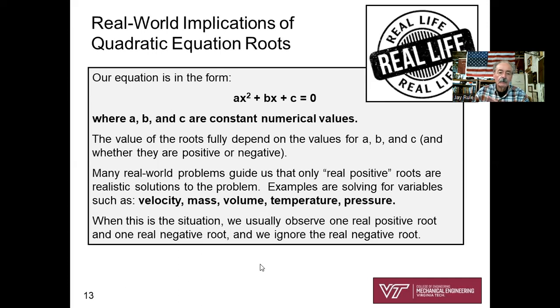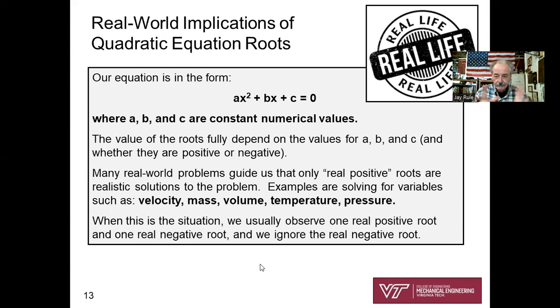Now, there are some real-world implications of the real roots for quadratic equations. So there's our form. Let's look at the situation where we have two real roots. For right now, let's forget about that complex conjugate stuff. Say we have two real roots. There are many situations in which one of the roots is a positive number and one of the roots is a negative number. That's very common mathematically.